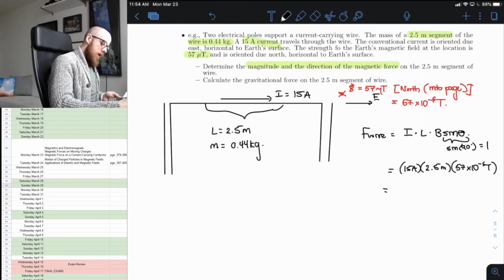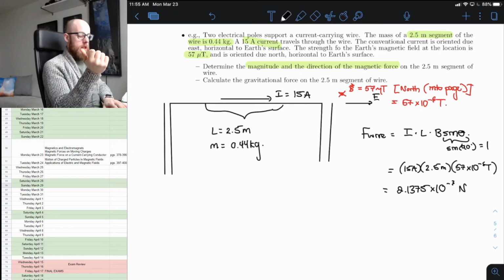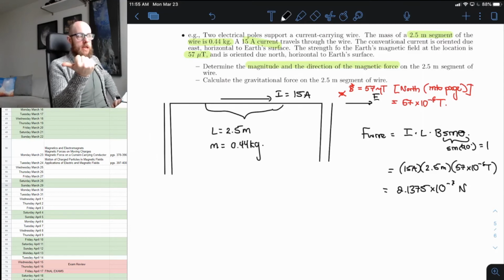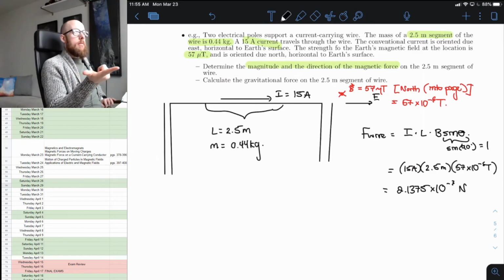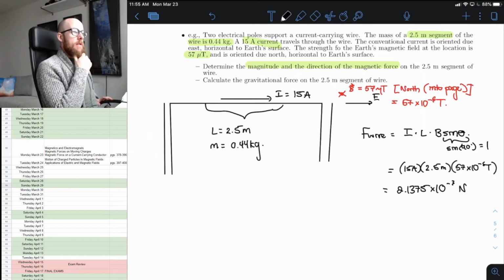I get a value of 2.1375 times 10 to the negative 3 newtons. And now let's consider what direction that force is pointing in. We have the current flowing towards the east. We have the magnetic field pointing towards the north. Does anyone want to guess which direction the magnetic force will be?